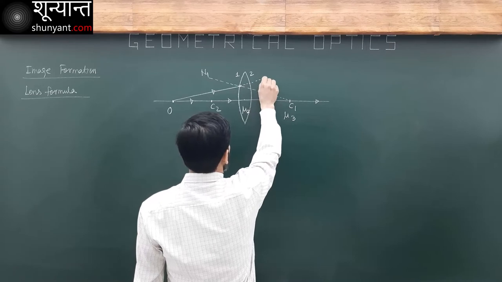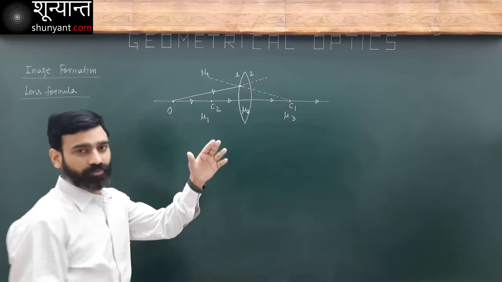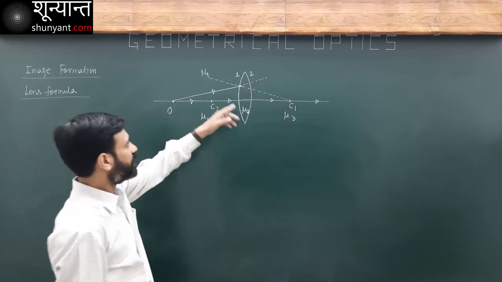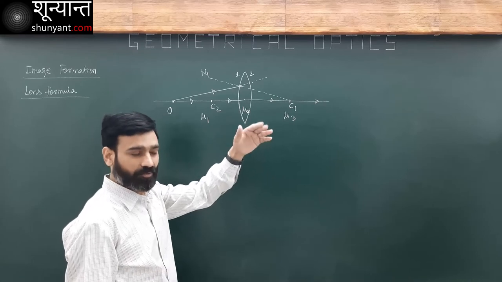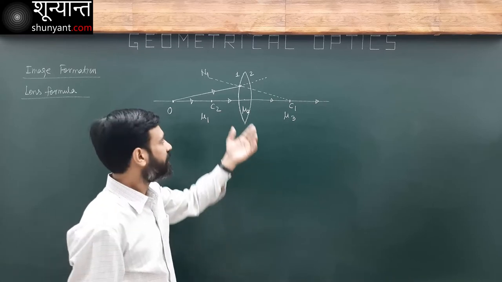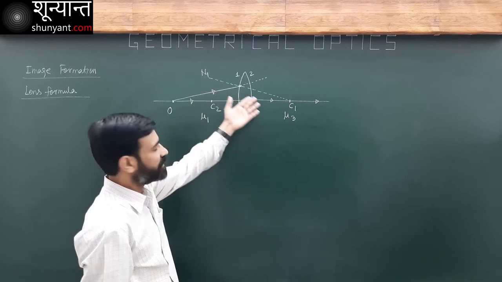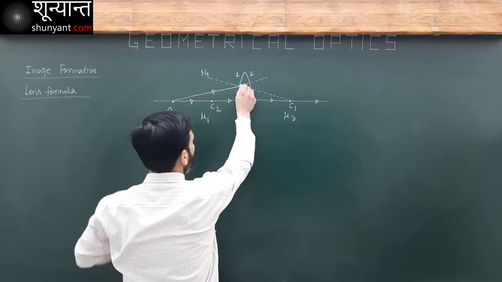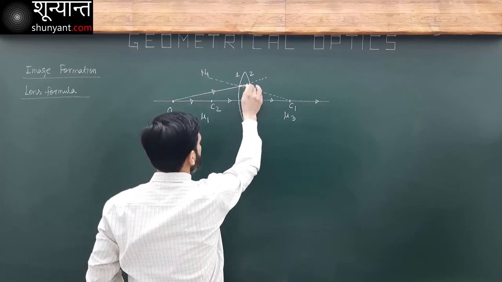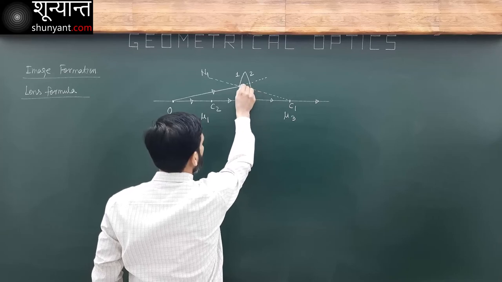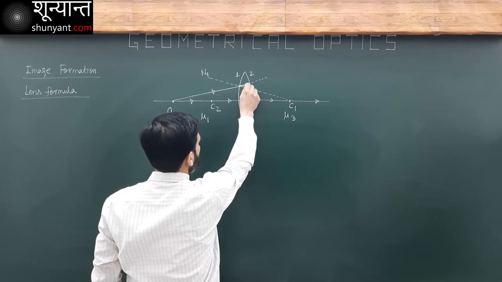This is the original direction. Now the light ray is going to deviate from its path. Depending on mu1 and mu2, it can deviate towards the normal or away from the normal. Let's say that it is deviating towards the normal. So that's how the light ray is deviating from the first surface. Let's say from the first surface it deviates like this.